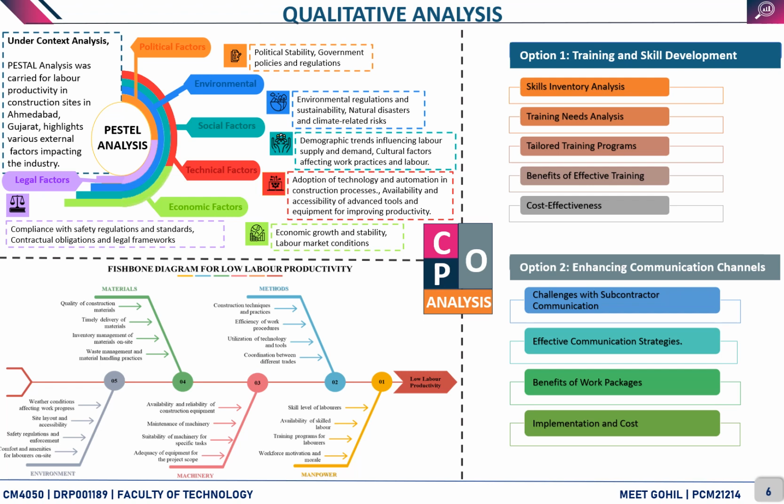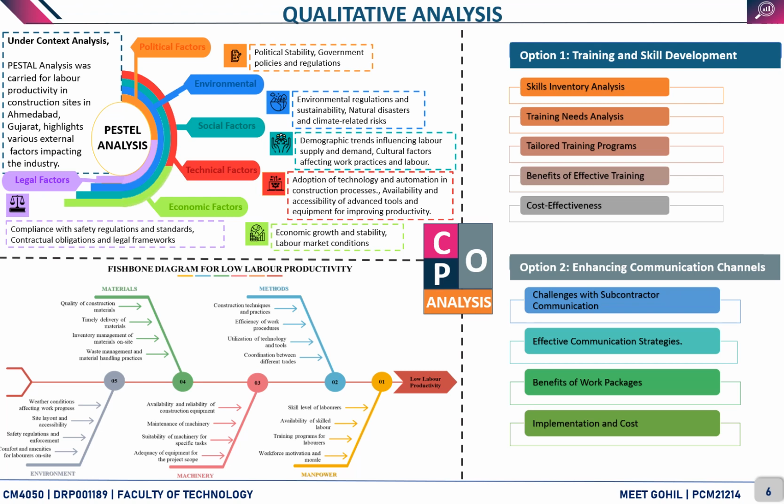The next is implementation of lean principles as foreman delay survey, last planner system and work sampling on different sites to create an inference for labor productivity on construction site. And last is the conventional way of analyzing productivity in which two case studies were taken and analyzed. Context, problem and option analysis. Under context analysis, PESTEL analysis was carried out for labor productivity in construction site in Ahmedabad.